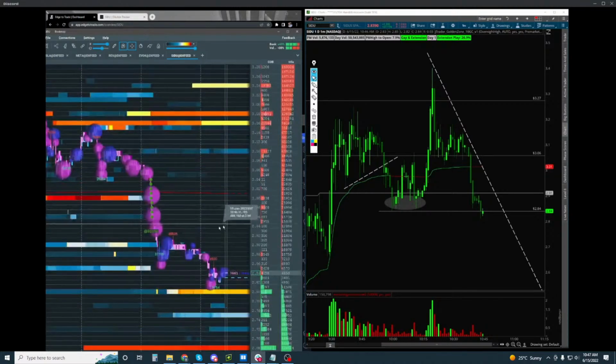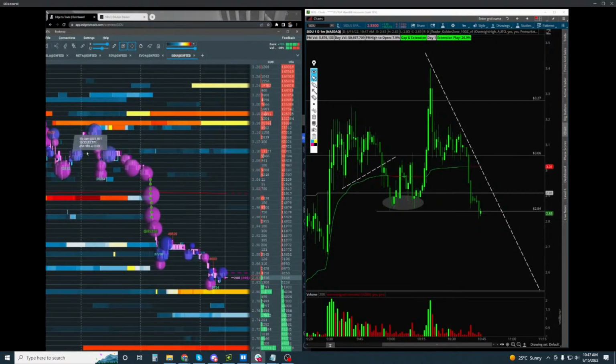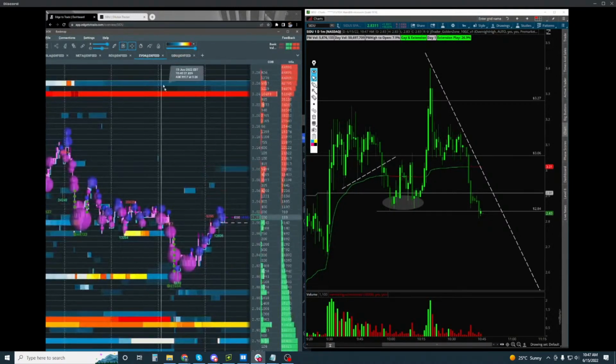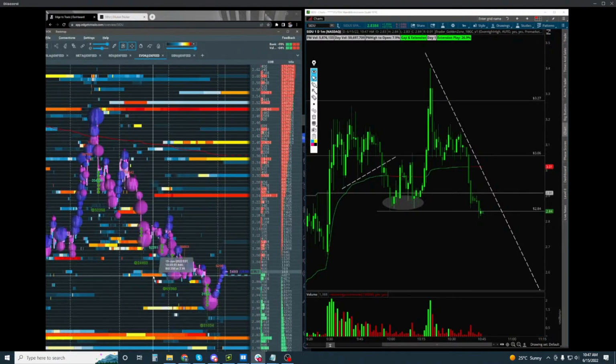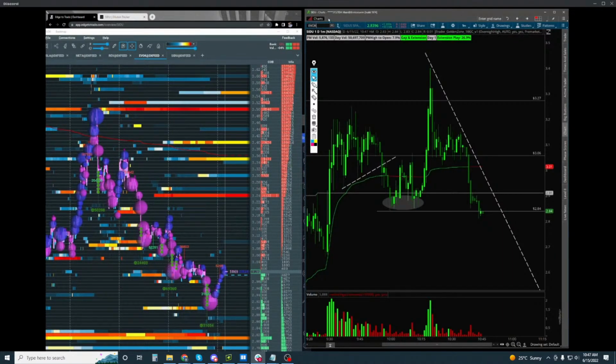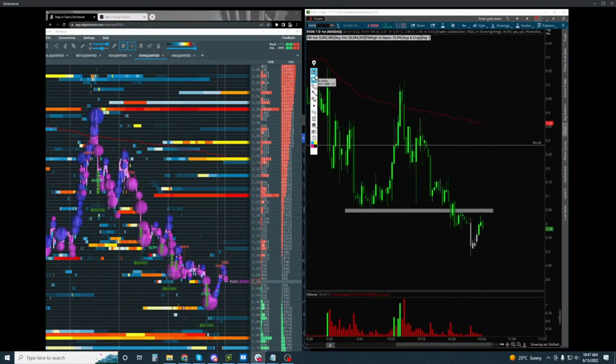In the meantime, ebook is still fading over here. You can see the amount of sellers that we have. So this moment here is where we shorted between 335 and 350s.